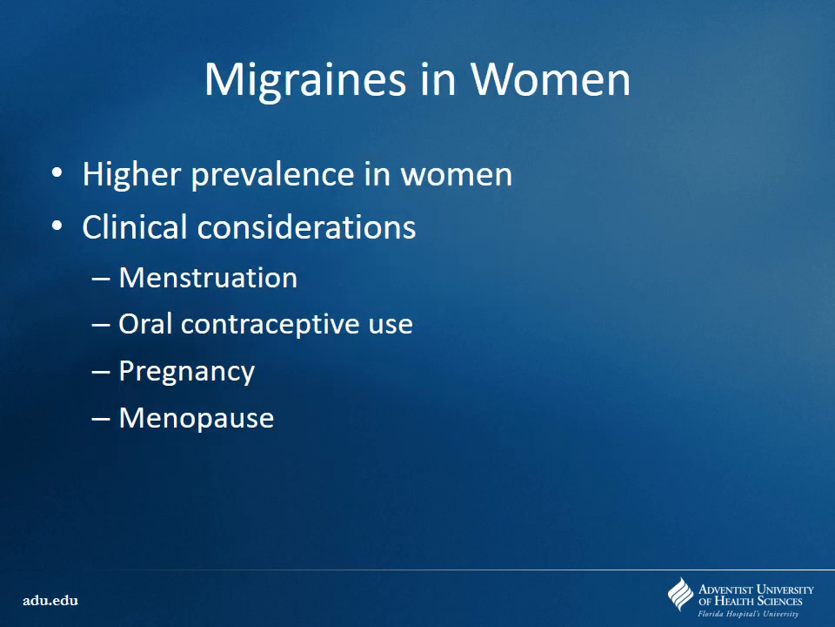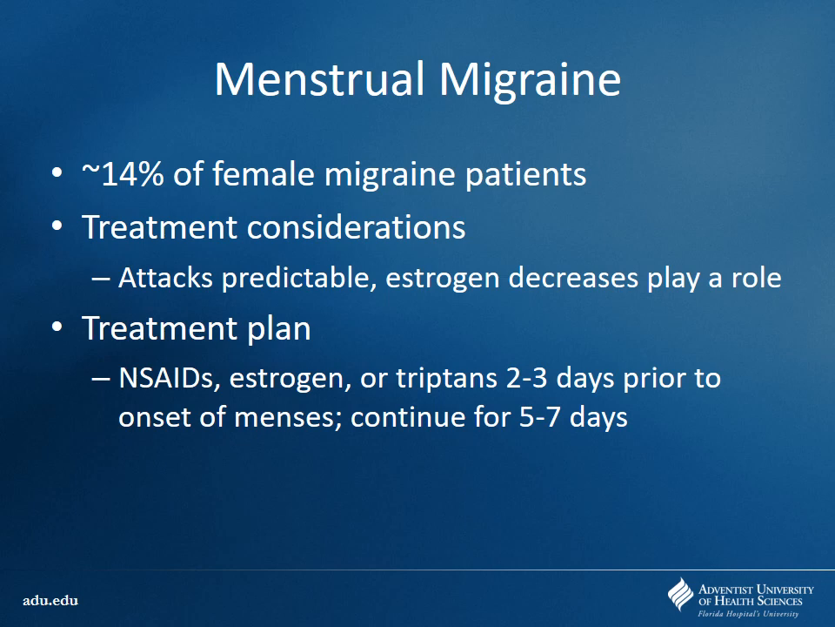Okay, so I mentioned migraines tend to have a higher prevalence in women. Some clinical consideration: there is going to be a hormonal component to this. So you have to think about things like menstruation or contraceptive use, and we'll talk about pregnancy and menopause here as well. So we'll talk about those a little bit more in detail.